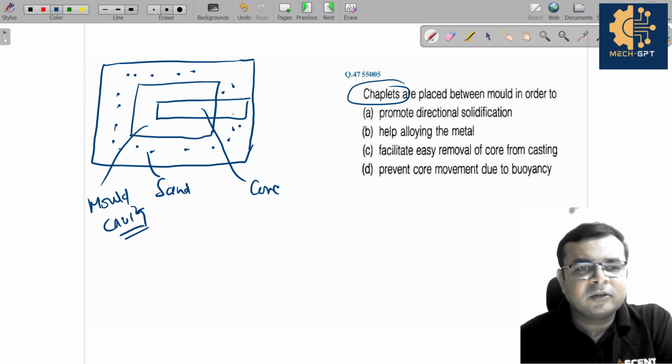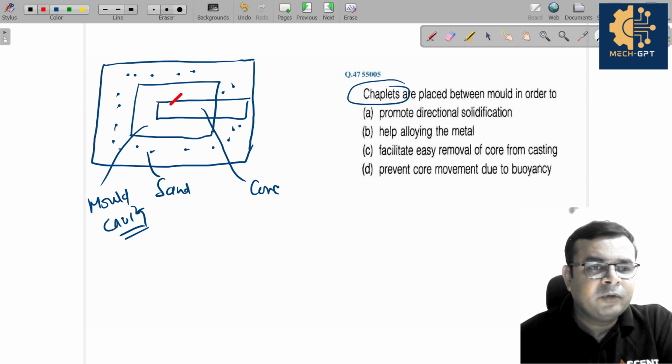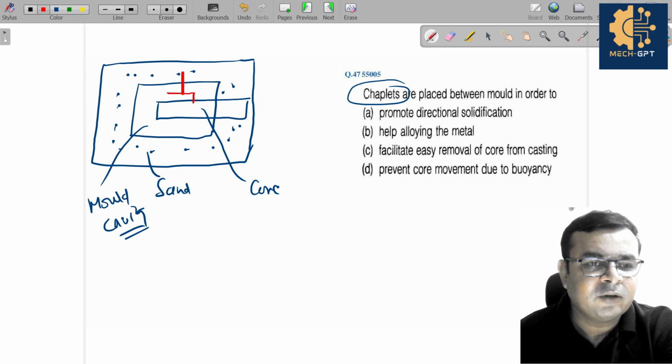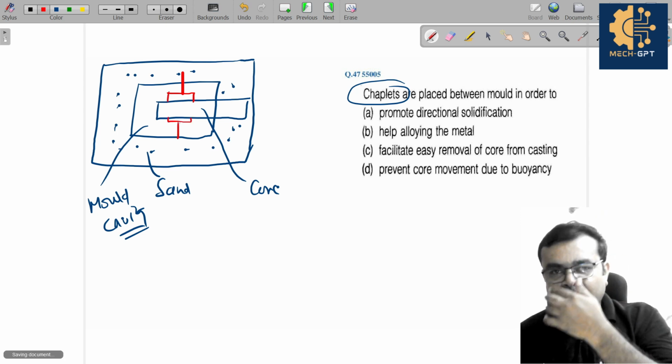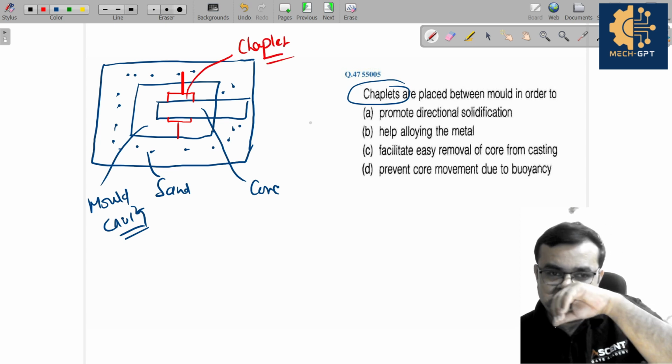Sometimes when the core print area is not able to support the core, then obviously we provide a support, a metallic support to the core, like this. This is the metallic support provided to the core. So this metallic support is called a chaplet.